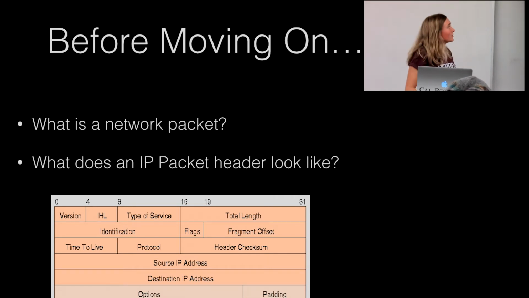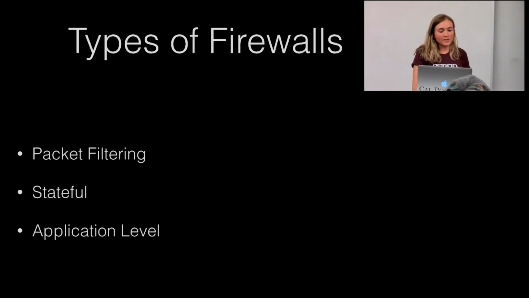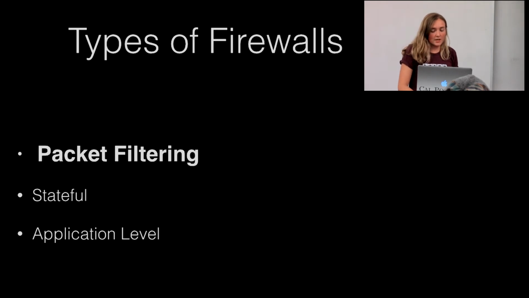Okay. So we're going to talk about 3 different types of firewalls. The first is packet filtering, then stateful firewalls, and then application level. We're going to go more in depth into packet filtering and a little bit into stateful, and then just glance over application level firewalls. Okay, so starting with packet filtering.